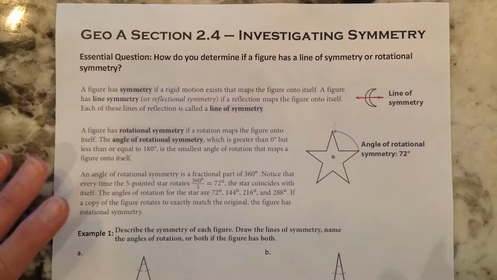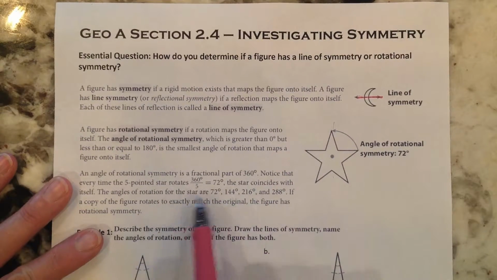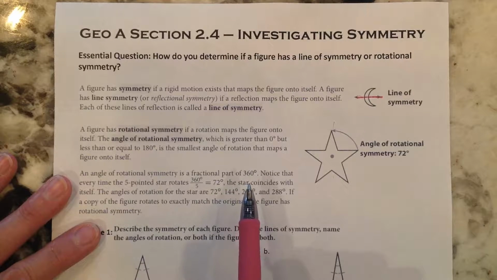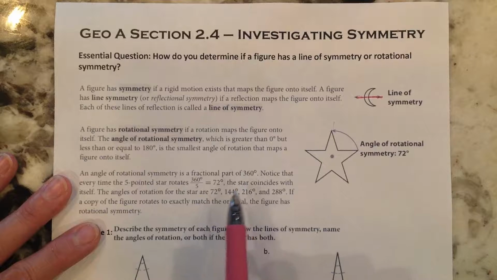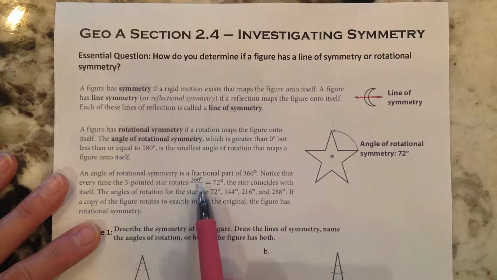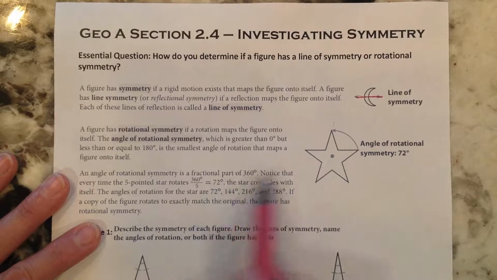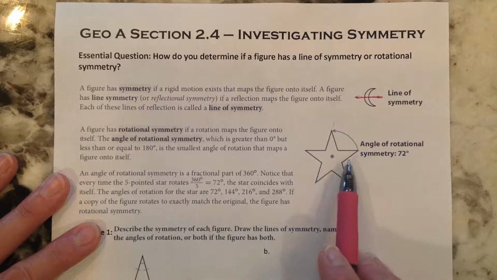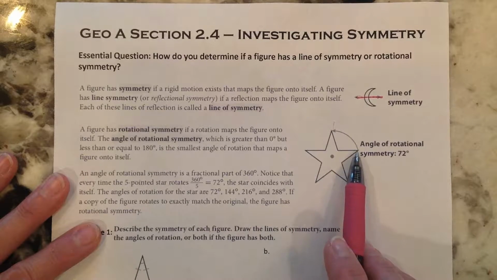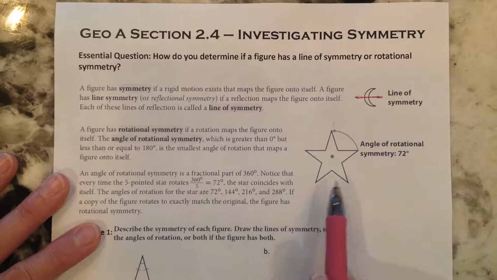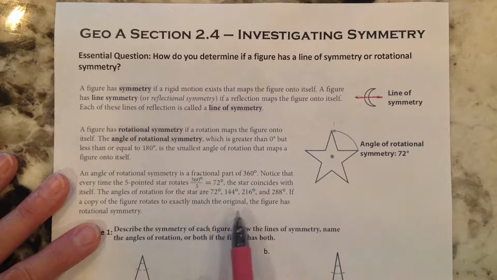The angle of rotation will always be a fractional part of 360 because that would be a full circle. So you have to take the number of lines of symmetry and divide 360 by that. So there's 72 degrees for each one of these. Then for the angles of rotation, you could rotate at 72 degrees, or two of those, which is 144, or three of them, which is 216, and so on.